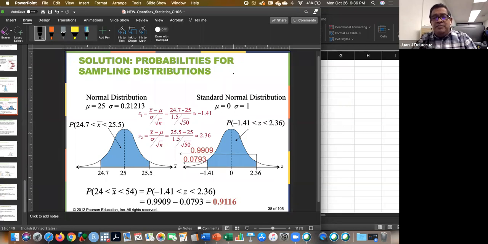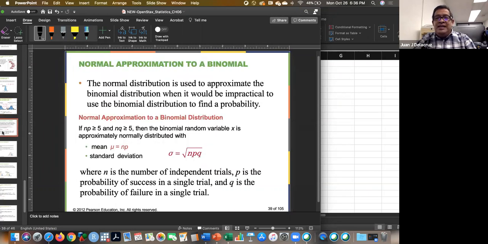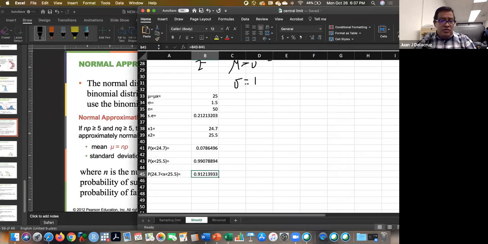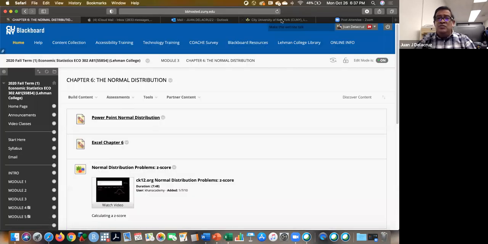But that is not the only beauty of the normal distribution. We also can do this with the binomial distribution. So we can do a normal approximation to a binomial distribution. Remember, the binomial distribution is a discrete distribution. The normal distribution is used to approximate the binomial when it would be impractical to use the binomial distribution to find a probability.